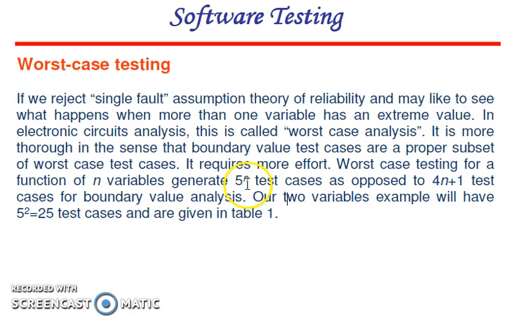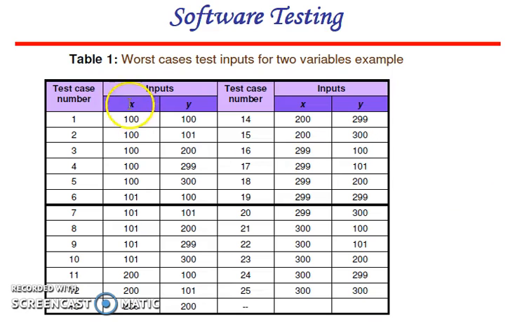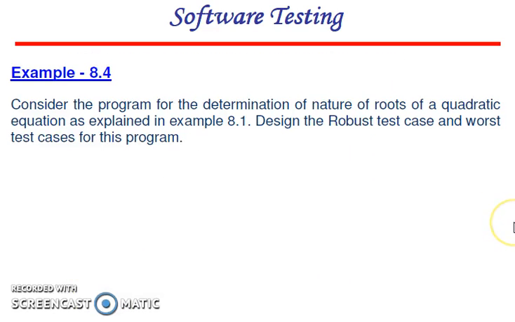In worst case testing, as we are testing variables for all types of values, that's why it is 5 raised to power n test cases, as opposed to 4n plus 1 test cases for boundary value analysis and 6n plus 1 test cases for robustness testing. So for the two variable example, we have 5 squared, that means 25 test cases, as given in the next table. These worst case tests check the values for x and y for all possible scenarios. So we have 25 test cases in total.